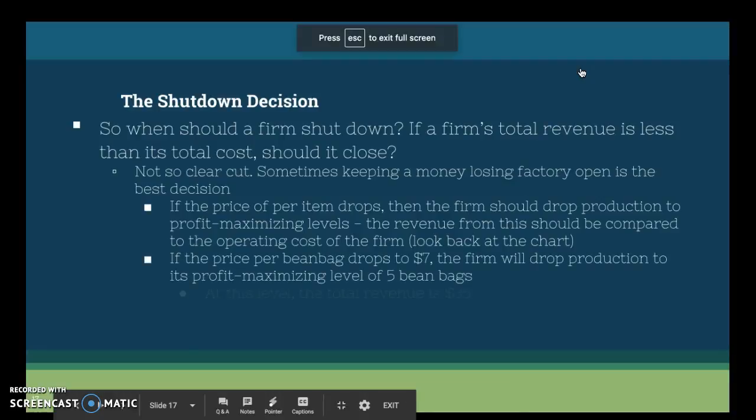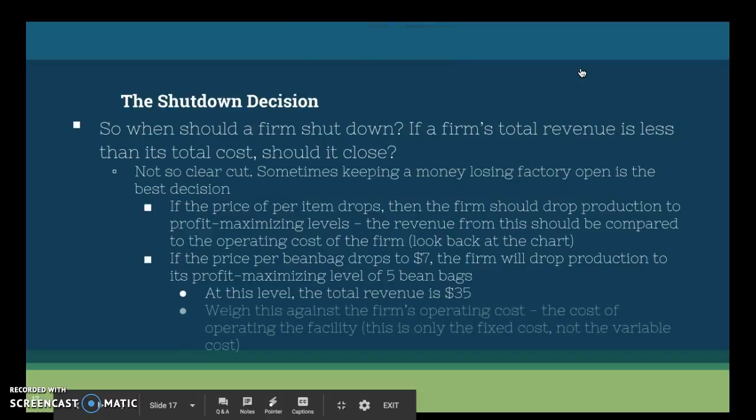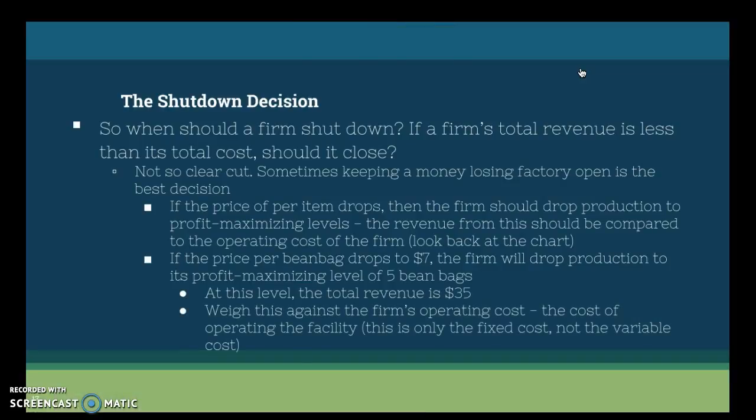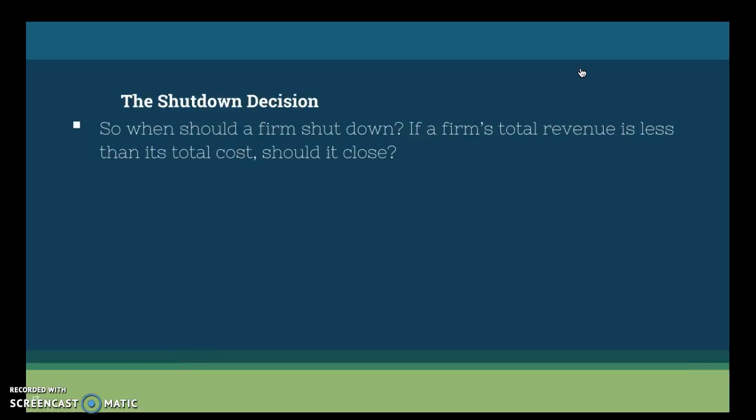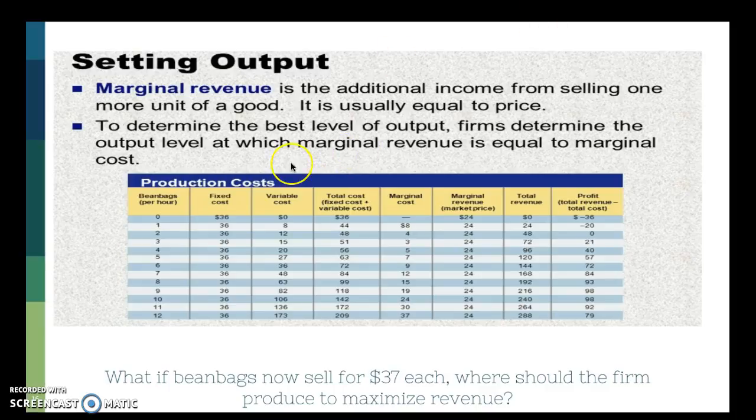Sorry about that. So total revenue is 35, we weigh this against the firm's operating costs. This is the cost of operating the facility. Whether or not they're making beanbags, this is always there. So the fixed cost, not the variable cost. So it should still stay open because it's making more in revenue than the variable cost. And let me show you this, okay?